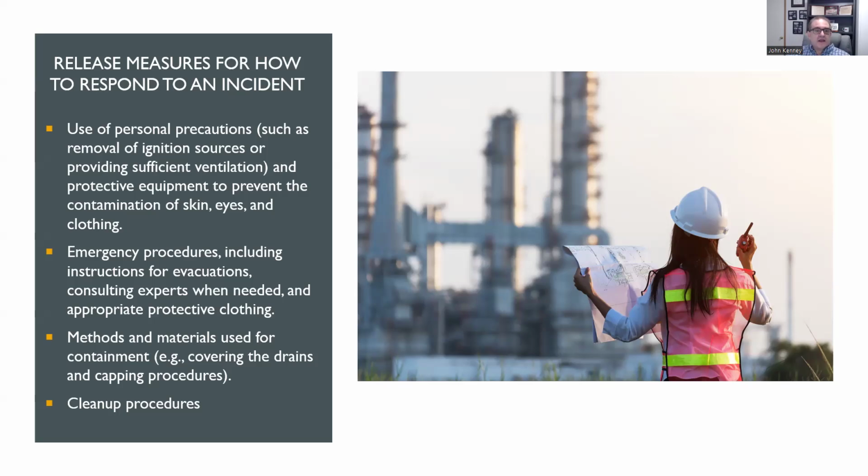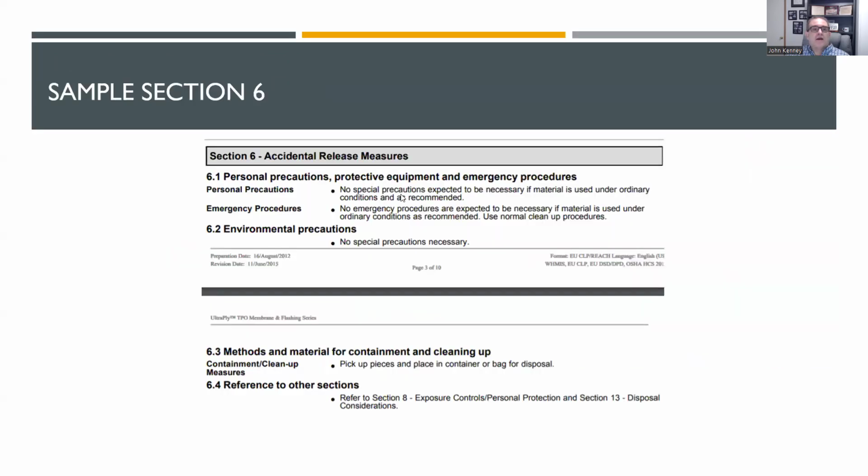Methods and materials used for containment, covering the drains and capping procedures, cleanup procedures. So again, on this one, personal protective equipment, no special precautions expected, no emergency procedures are expected, and no special precautions necessary. So again, this was a TPO membrane material. Methods for material: pick up pieces and place in container or bag for disposal, because it's a TPO. Reference other section, refer to section 8, exposure controls, PPE, section 13, disposal considerations. So again, if this was a chemical, like a splice cleaner or other chemicals that we use, there would be different requirements in here.